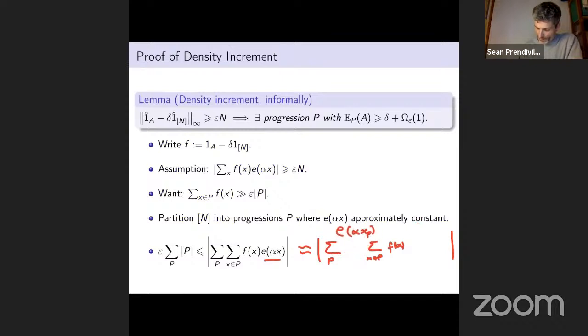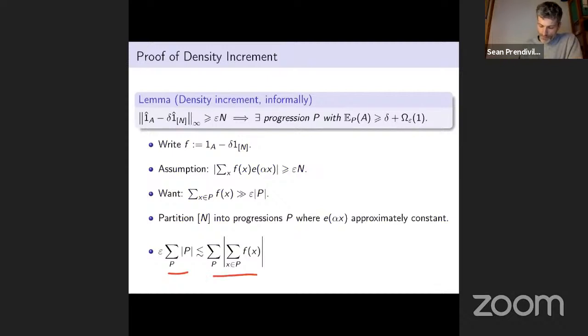So we've taken it to the outside. Now we crash through with the triangle inequality with absolute values. And that removes the phase, and we're just left with a sum over P. This is what we get. We can bound this by epsilon times this sum over P, summing over all these individual progressions, absolute values around the sum of f along each progression. But the point is I've removed the phase from this sum. So this is looking good.